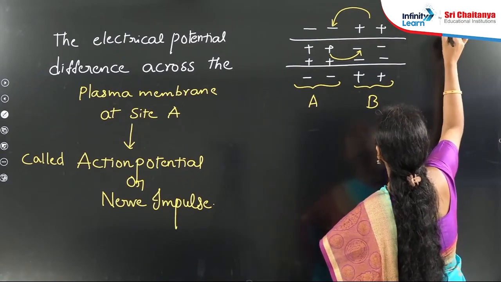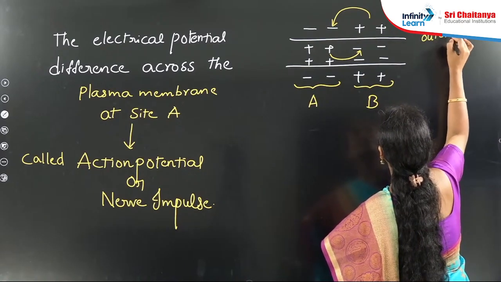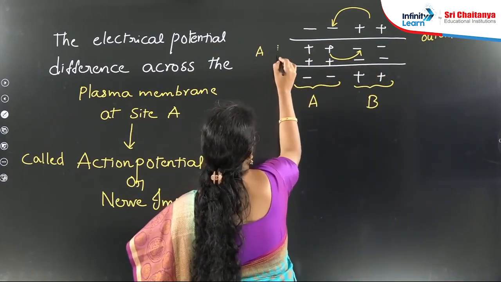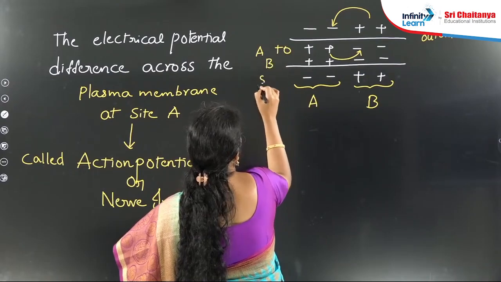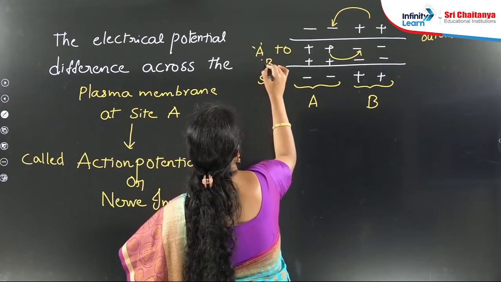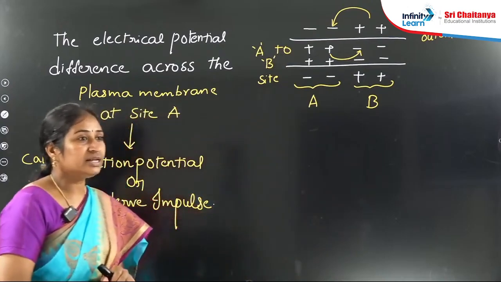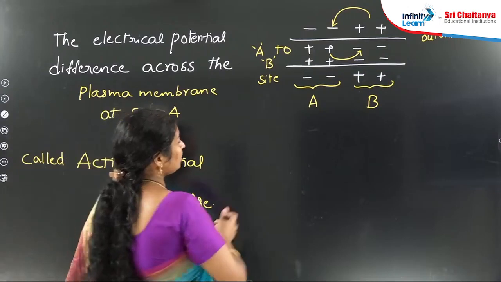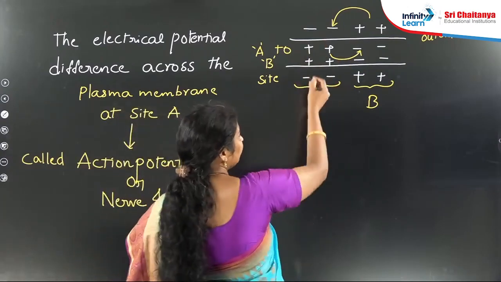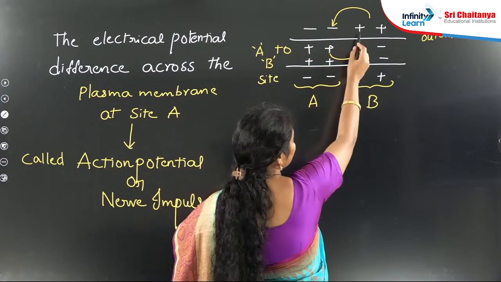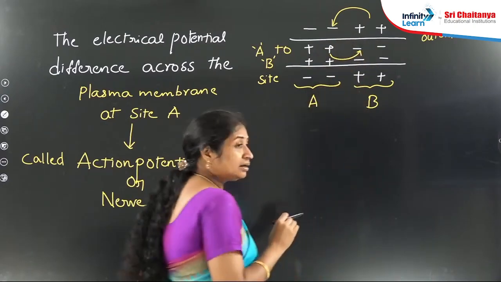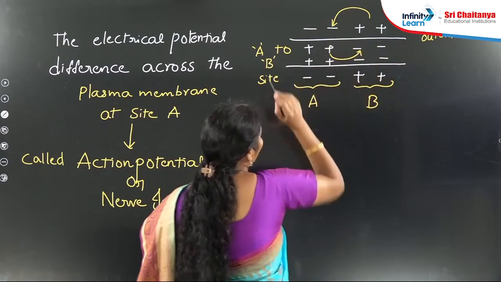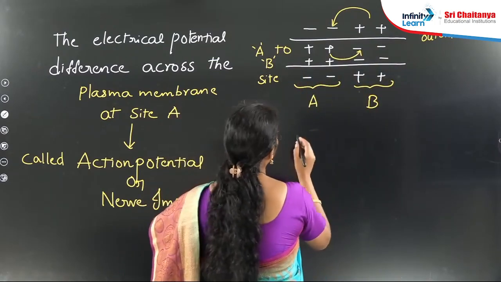It is passing from B to A site outside, whereas on the inner side it is A to B site. This point is important. So this step is conduction. In this conduction, because of the action potential at A, it creates different charges. These different charges will generate electric flow, and the electric flow passes from B to A outside and A to B towards the inside.